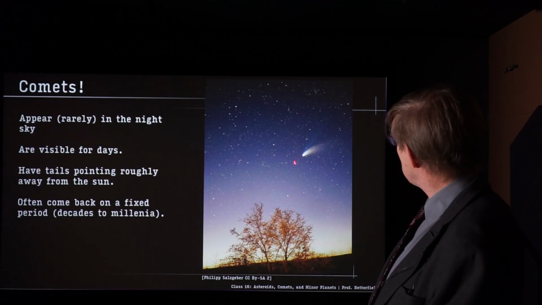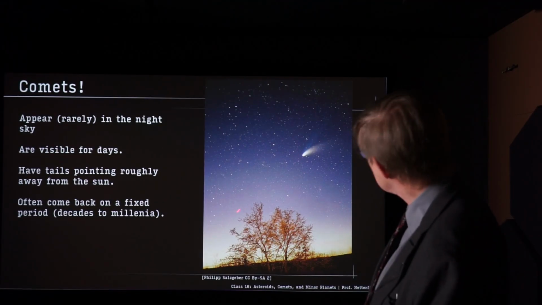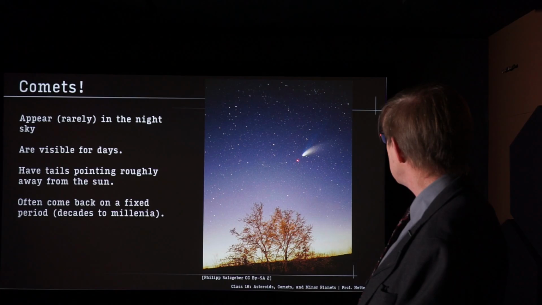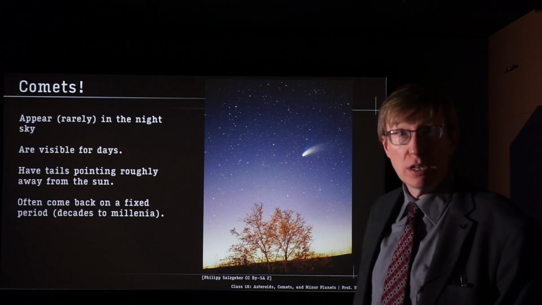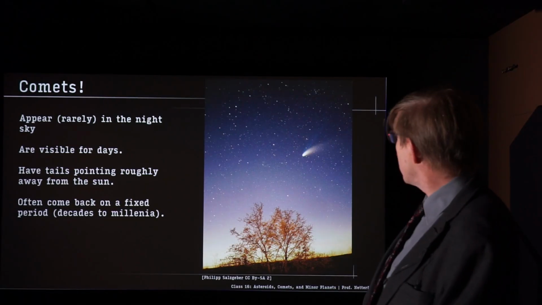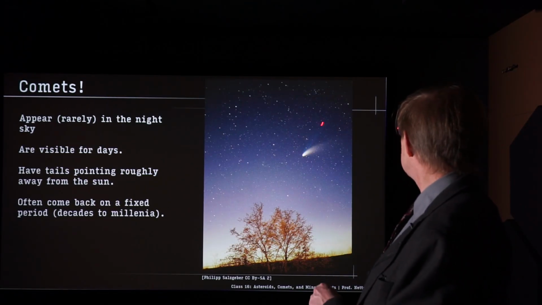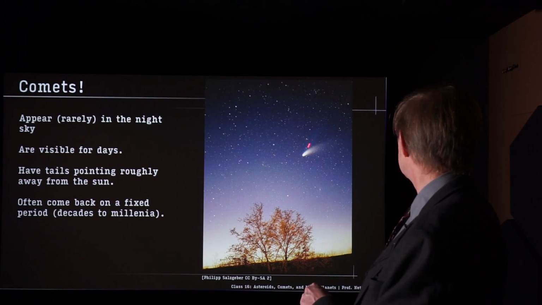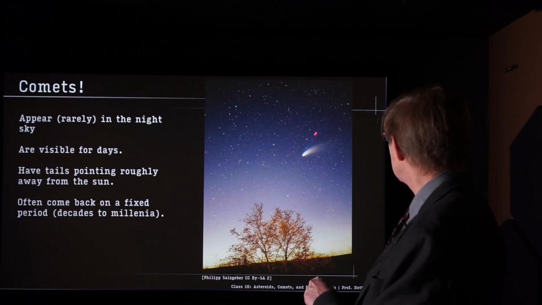When they show up, they're visible for days. Don't picture something streaking across the sky. It's here, and then tomorrow it's here, and then tomorrow it's here, and it drags across the sky quite slowly. They have tails pointing roughly away from the sun. There's a dim tail, which points exactly away from the sun. This kind of light blue one, you might be able to see it here on the screen.